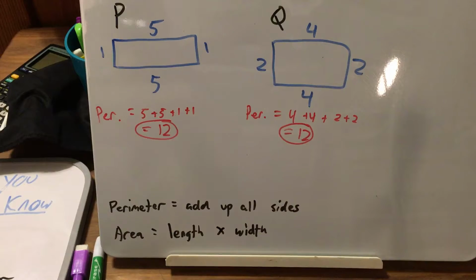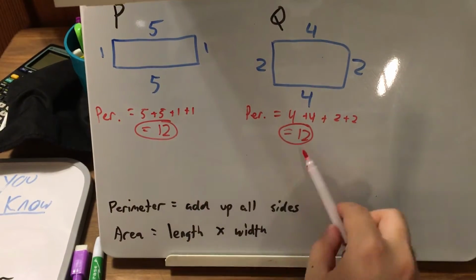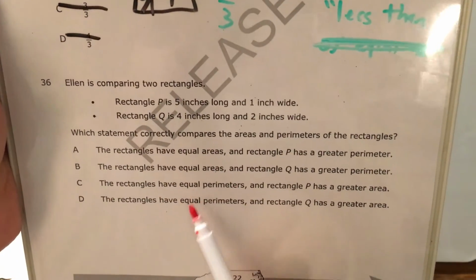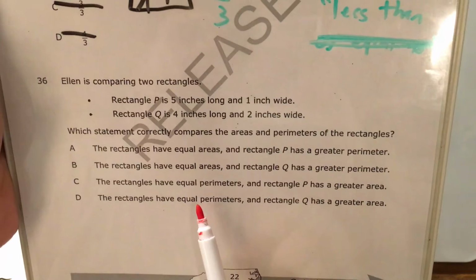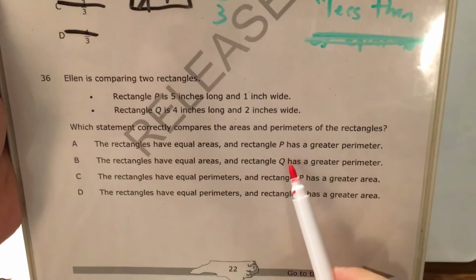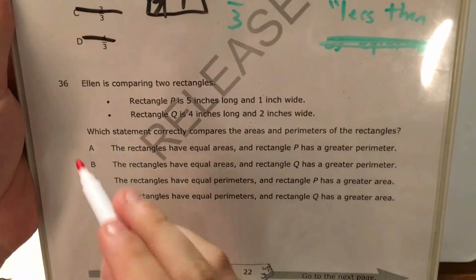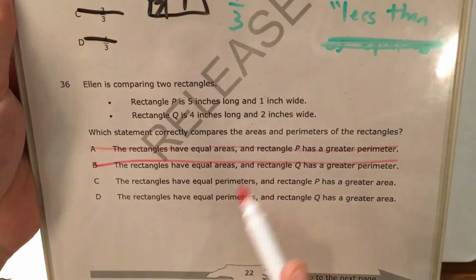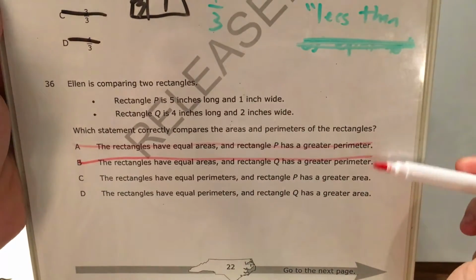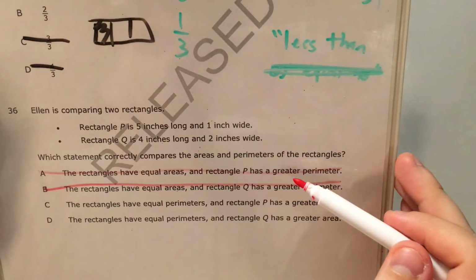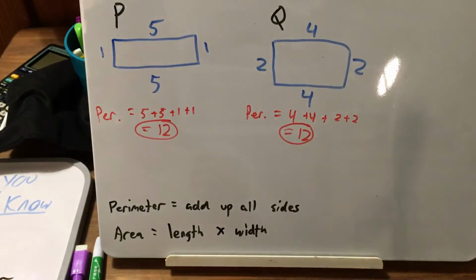So now that I've found my perimeters, I'm going to bring my question back so I can cross out some of the answer choices that I know aren't right. So my perimeters on these two rectangles are the same. I have two answer choices that say the rectangles have equal perimeters, but my other two each say that one of the rectangles has a greater perimeter. I'm going to knock out both of these because of the work that I've already done and because it tells me that if these two are equal, there's no way that one of them is greater than the other one. So it can't be choice A and it can't be choice B.